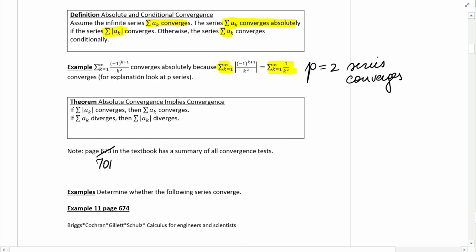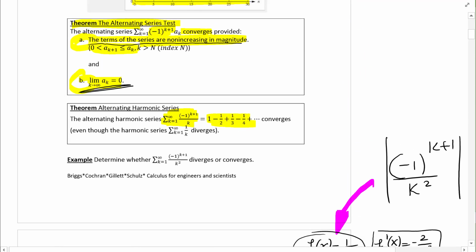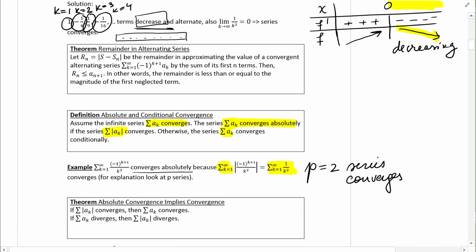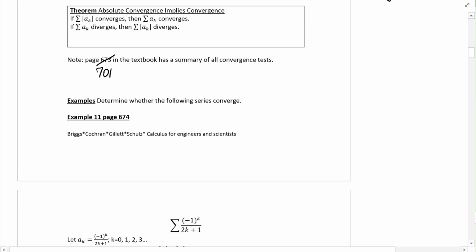This example is also an example where this series converges absolutely, but we just proved here that it converges regardless of whether I put the absolute value or not, because the terms of the series are non-increasing in magnitude, so it is actually convergent conditionally as well. So both of them are satisfied. Now another one: if the sum of a sub k in absolute value converges, then the sum of a sub k converges, and if the sum of a sub k diverges, then the sum of a sub k in absolute value diverges.